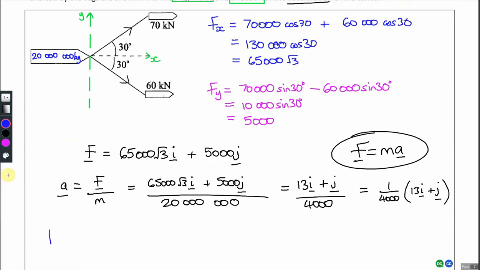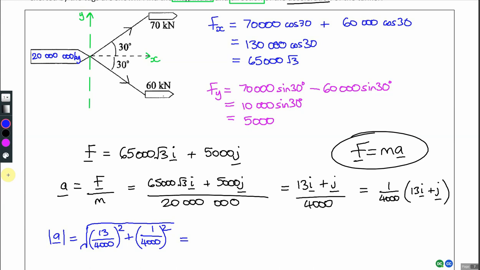So the magnitude of A, we can use this notation. The vertical line surrounding A means the magnitude of A. That comes from Pythagoras. So that's going to be the square root of the i component squared plus the j component squared, all square rooted. So the i component is 13 over 4,000. We're going to need to square that. The j component is 1 over 4,000. We're going to need to square that as well. Add them together and then square root the whole thing. This will give us the magnitude of the acceleration.